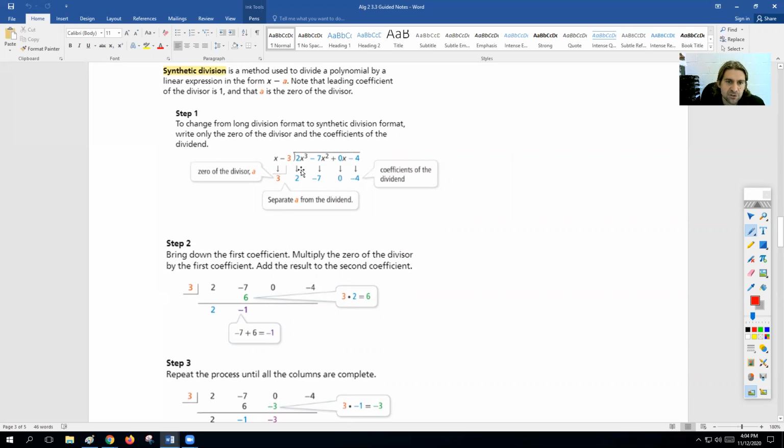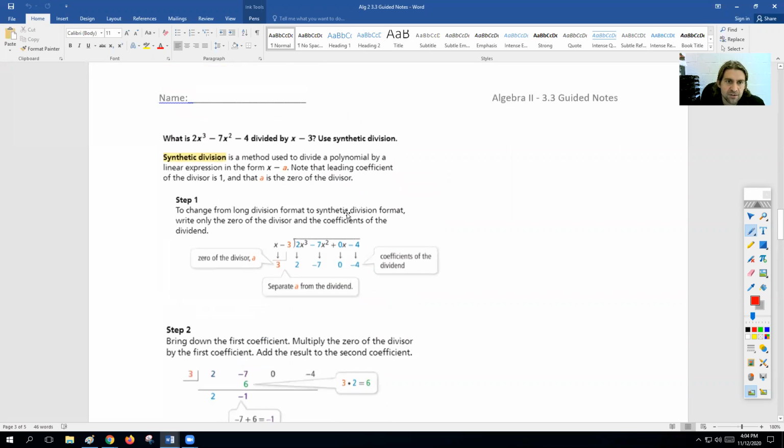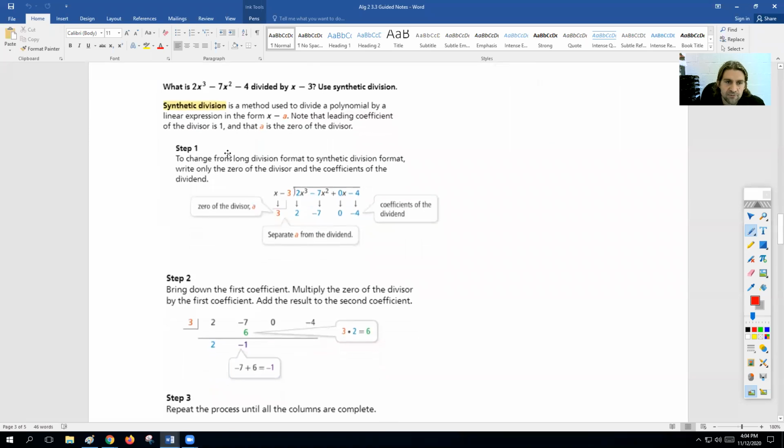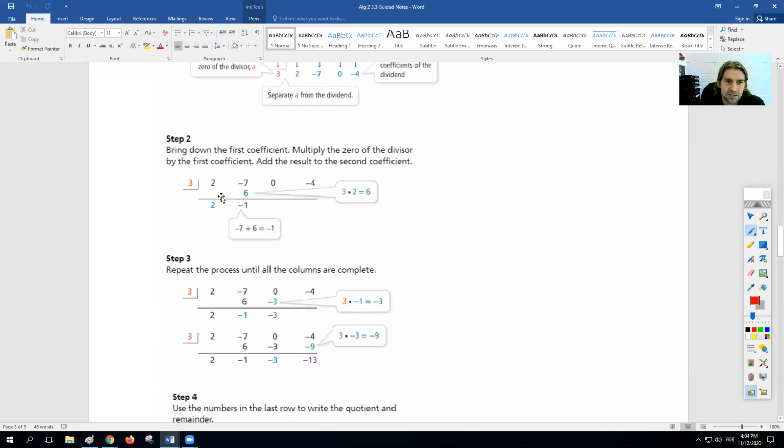And then what we're going to do is just look at the leading coefficients of each term. The one thing we do have to remember here, if we have 2x cubed minus 7x squared minus 4, we have to remember that there is a 0x. We put that space in. So what we're going to do is go through and just bring down the first term. Then we're going to start multiplying and adding.